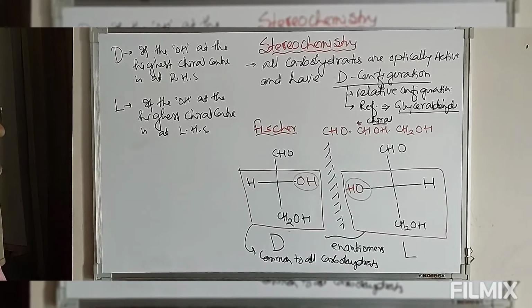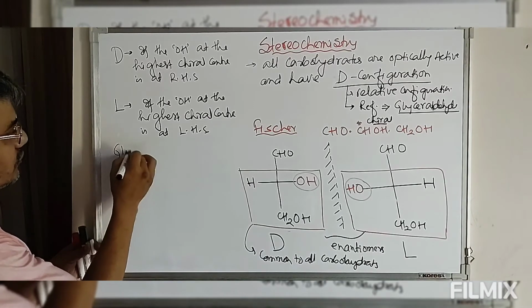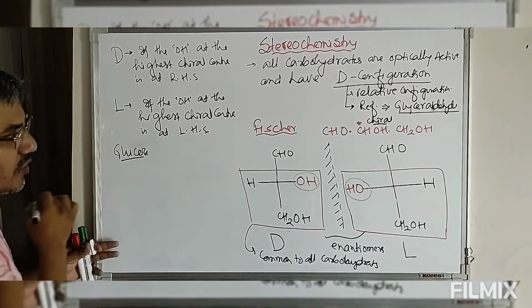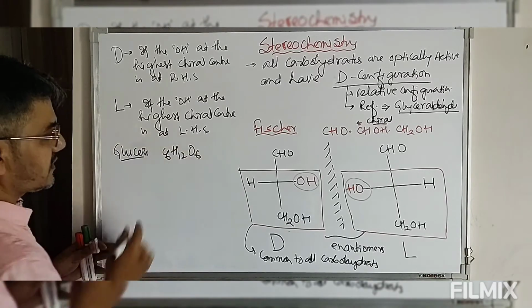So let me explain this using the example of glucose and fructose. We take the example of glucose first. The molecular formula of glucose is C6H12O6.